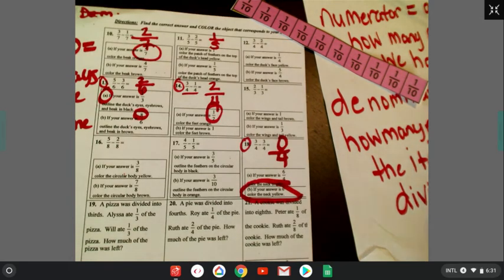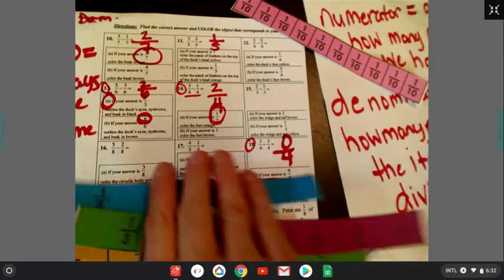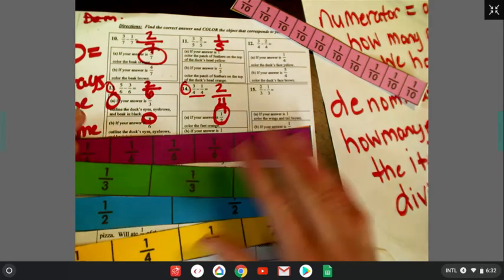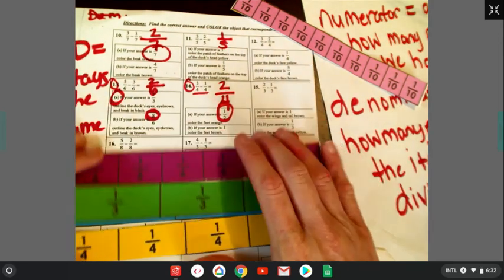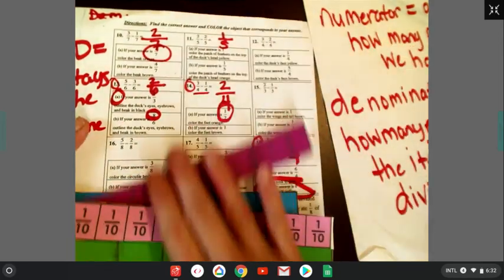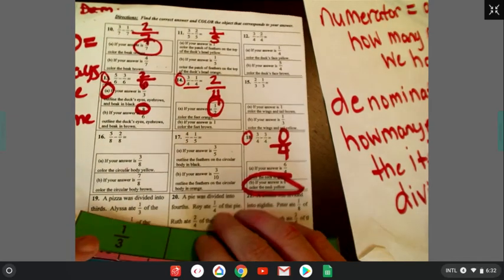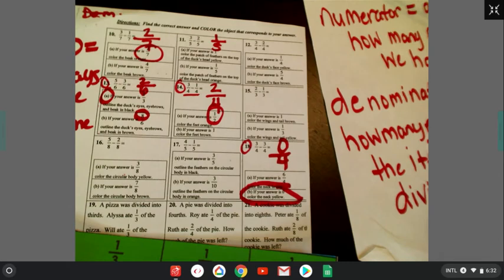So if you need some sentence strips, or fraction strips, you can probably Google some, and that will help with reducing fractions. I just wanted to be able to introduce it to you this year. We would have gone into depth with it more, but I hope this gives you a little bit of help, and you can bring this with you to Google Meets when we meet this week.